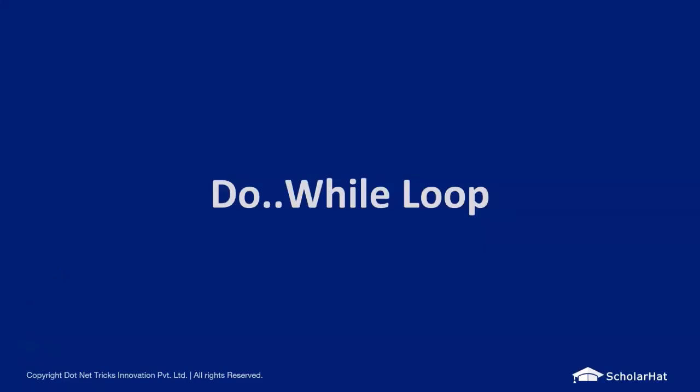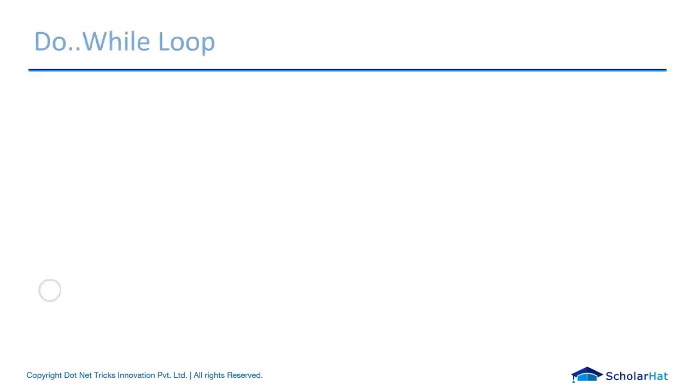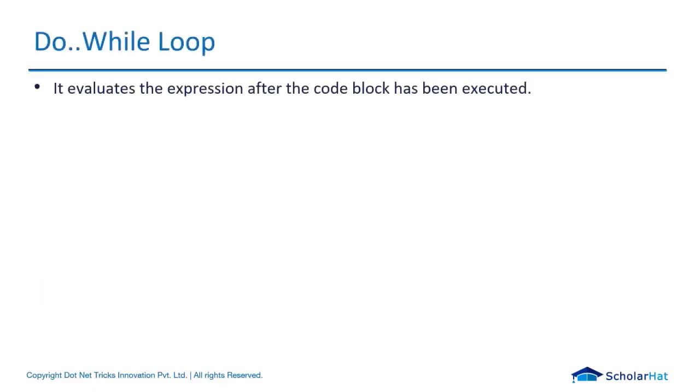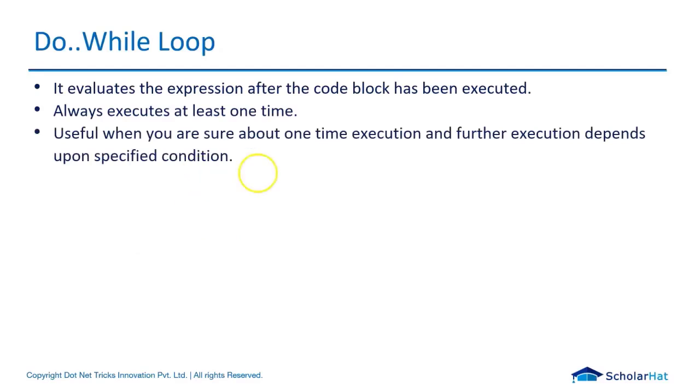Today in this session, I am going to talk about the do while loop. Basically, a do while loop is a loop which will execute at least once irrespective of the test condition. Whether the condition is true or not, the loop body has to execute at least once, and at the most as many times as the condition evaluates to true. It is useful when you are sure about one-time execution, and further execution depends upon the specified condition.